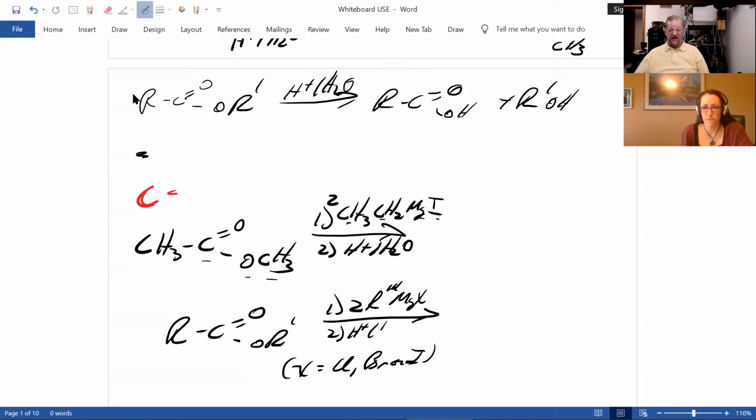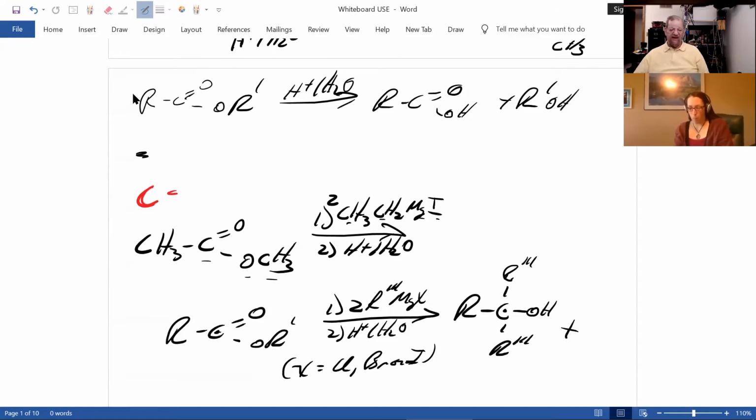H plus is acid. I think by now you all know H2O is water, at least I hope so. And keep your eye on the carbonyl carbon. What's attached to that carbonyl carbon is still there, and it becomes an alcohol. And then you have your 2 R triple primes from your Grignard, and this part of the ester becomes another alcohol.